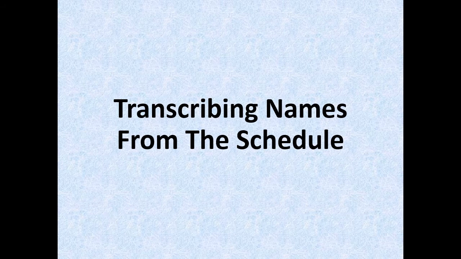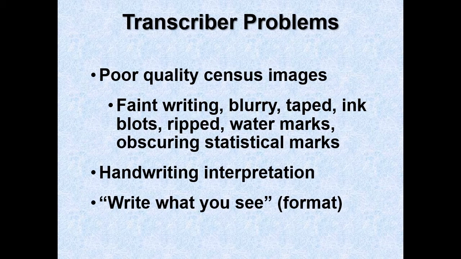Taking names, transcribing names from the schedule also has some problems. There may be poor quality census images. The 1950 census no longer exists. After it was filmed, it was destroyed. And so there may be poor quality that cannot be checked on the originals anymore. And you can see faint writing, they're taped, they're ripped, they have ink blots, etc. Of course, there's the question about handwriting interpretation.